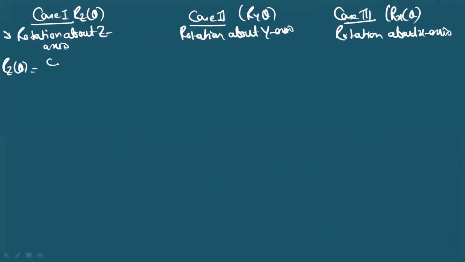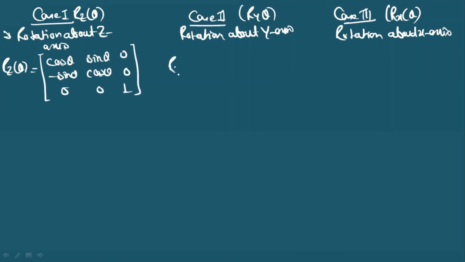So how do you write Rz(theta)? Rz(theta) is equal to cos theta, sin theta, then minus sin theta, cos theta, and the rest of the elements will be 0, and this will be 1. Similarly, Ry(theta) can be written as cos theta, and this will be sin theta.